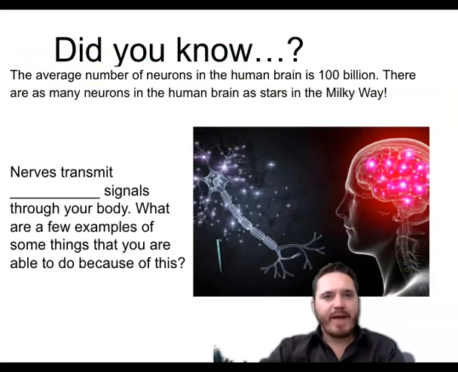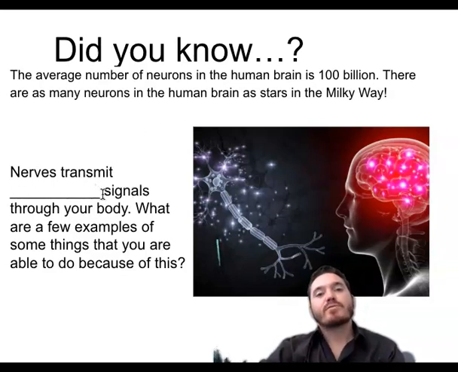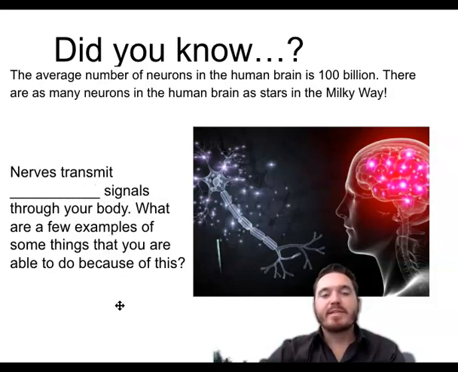One fact about this topic and about neurons is that the average number of neurons in the human brain is 100 billion. There are as many neurons in the human brain as there are stars in the Milky Way. Nerves do transmit electrical signals through your body. Some examples of things that you can do because of these signals are think, move, and sense.